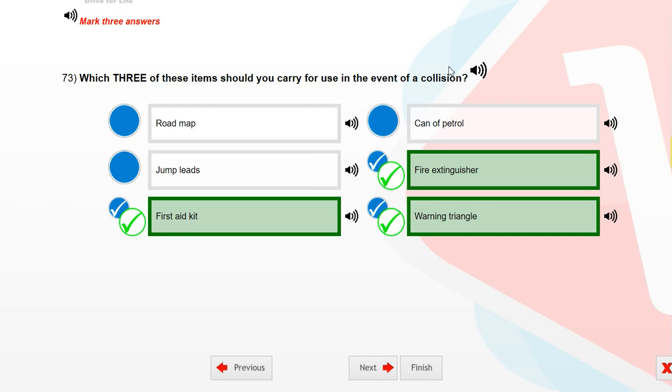Which three of these items should you carry for use in the event of a collision? أي ثلاث أشياء من الأشياء التالية عليك حملها لاستعمالها في حالة الحوادث؟ First aid kit, علبة إسعاف أولي, fire extinguisher, طفاية حريق, warning triangle. مثلث تنبيه.